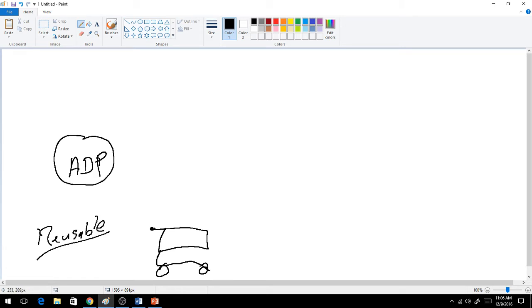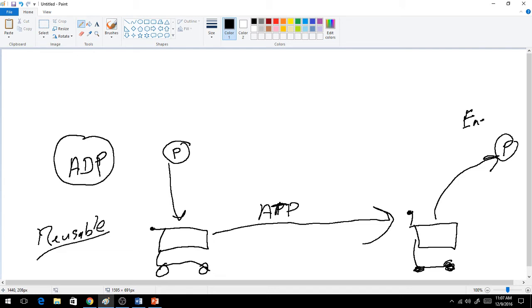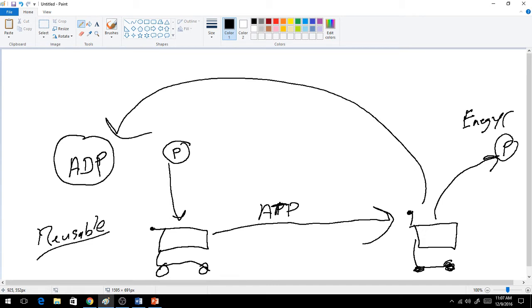What we can do is pick up a phosphate, put it in the cart, take it somewhere else, and again, this is where it becomes ATP. ADP becomes ATP, and if we want, we can, my primitive artistic skills, we can eject that phosphate, which again, releases energy, and the ADP goes back.